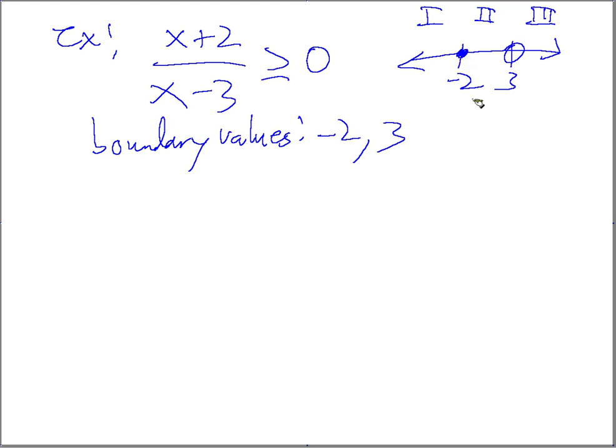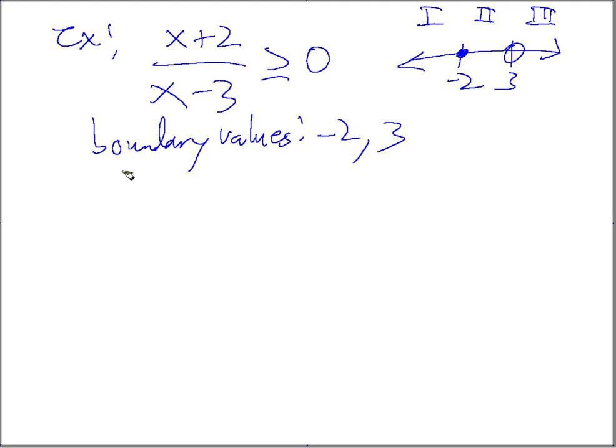If there's no equal sign, then both will be open circles, of course, and then I don't even have to worry about this concept. But since there's an equal sign, I do have to include the -2, but I'm not going to include the 3 because I don't want this fraction to be undefined. All right. Hopefully that makes sense. Now let's test the 3 regions as we've done previously.